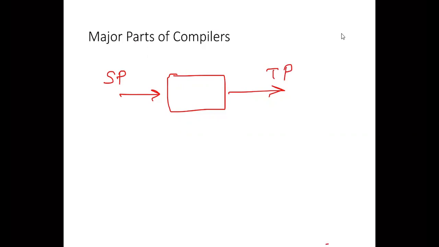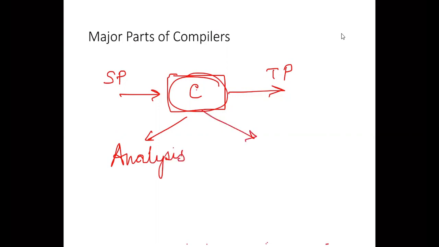Okay, so what happens here inside the compiler? We have not seen what goes on inside this. So if we look at the things that go on inside the compilation process, then we can divide this into two main components or two main parts. The first part is known as your analysis. And the second one is known as synthesis.